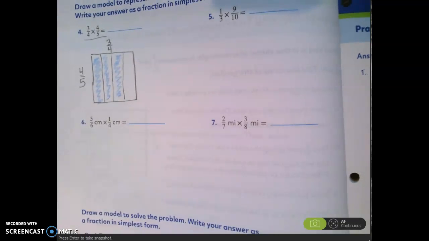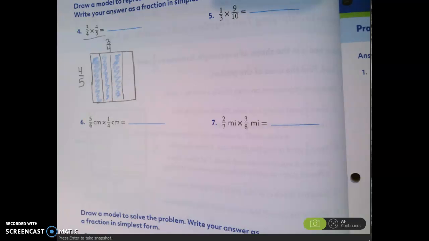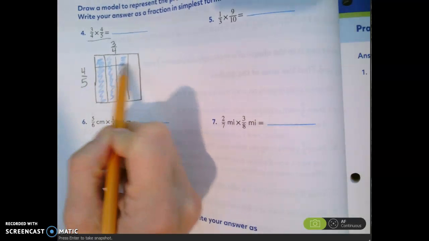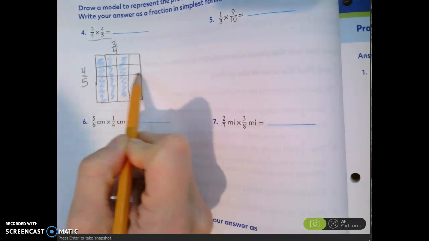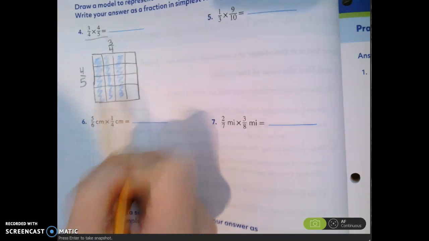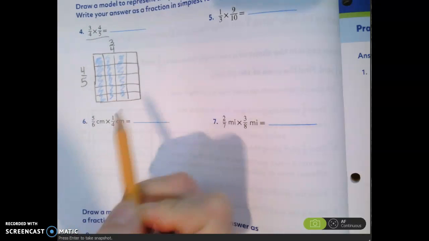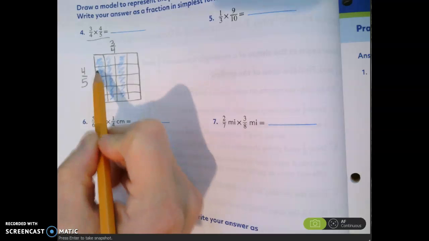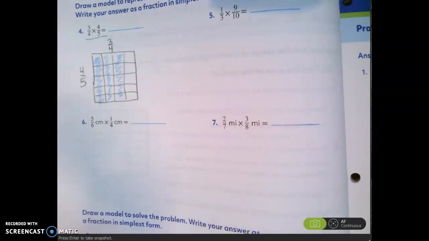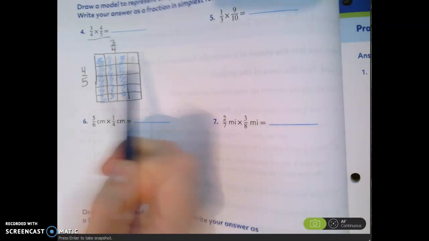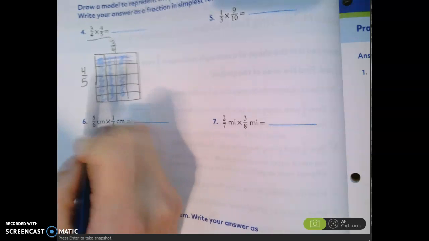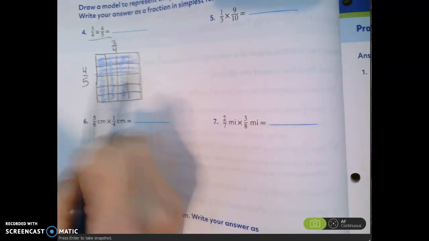Speaking of focusing, come on, document camera. There we go. All right, so let's divide this up into fifths. So I'm going to go 1, 2, 3, 4, 5 pieces here. If I count down the side, 1, 2, 3, 4, 5 rows, and I want 4 of those 5 rows shaded. So again, I'm going to go the opposite direction. I'm going to go horizontally now, and I'm going to shade 4/5.